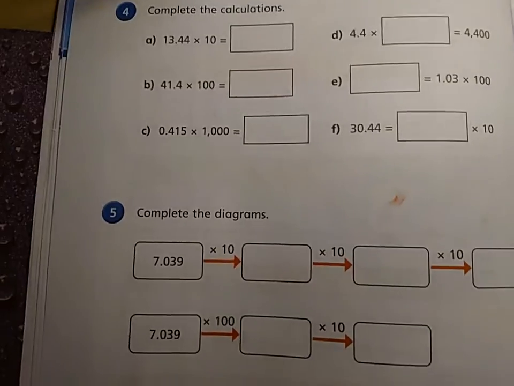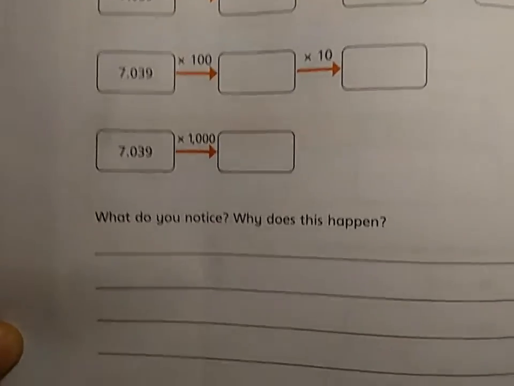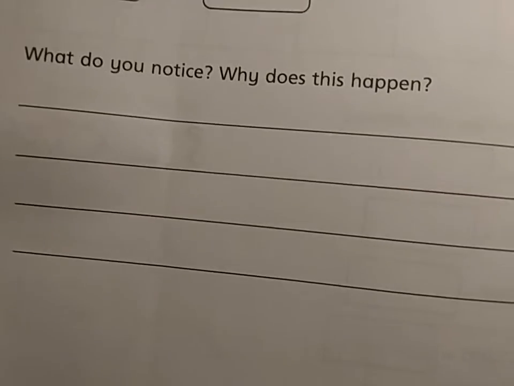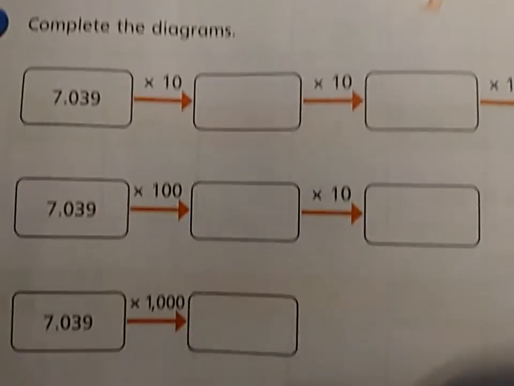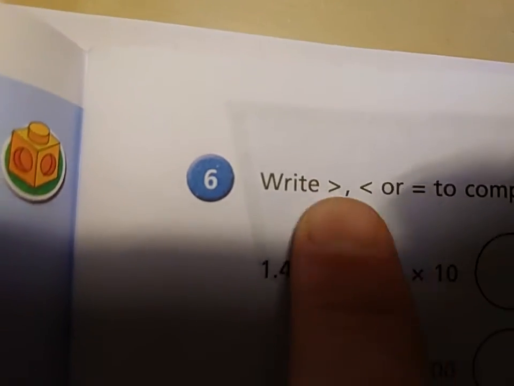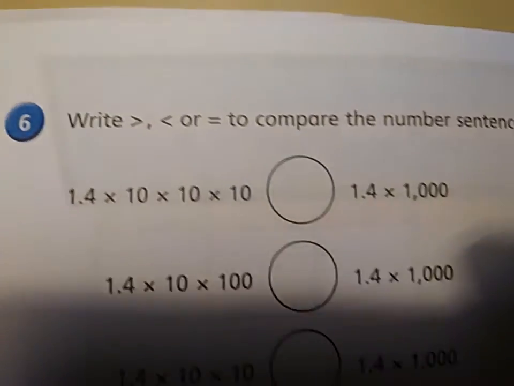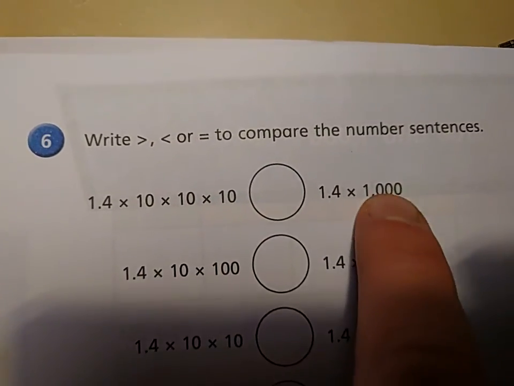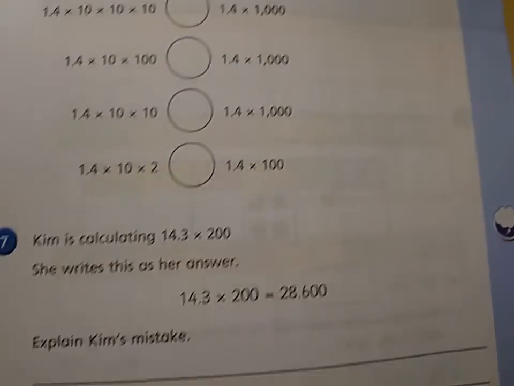I just flick through to see if there's anything else tricky. They're all fairly straightforward. They're not easy, but they're fairly straightforward. What do you notice? Why does this happen? Yeah, well, have a look at that and tell me what you think. So in these circles, you need to either write is bigger than, is smaller than, or is equal to when you're comparing these ones. So you'll have to work them out first.